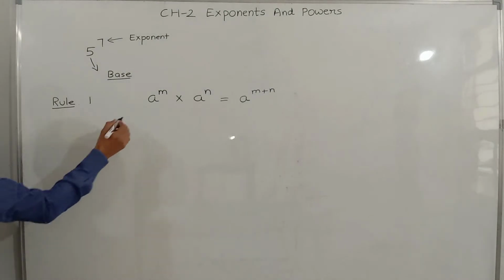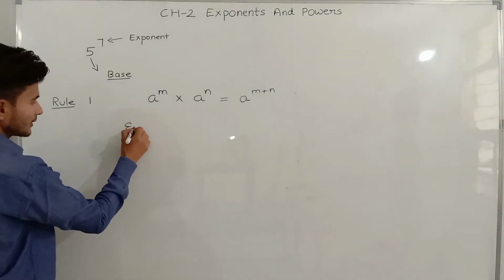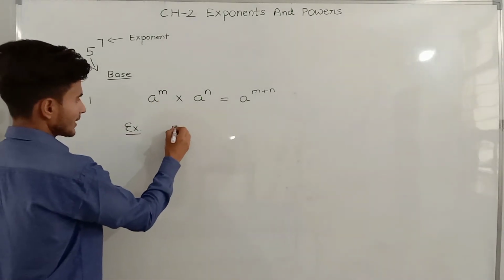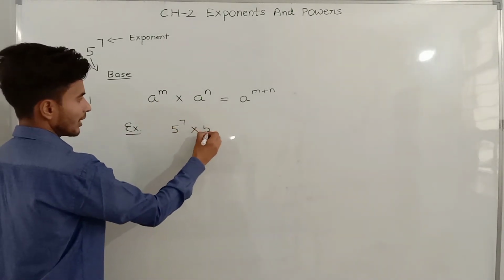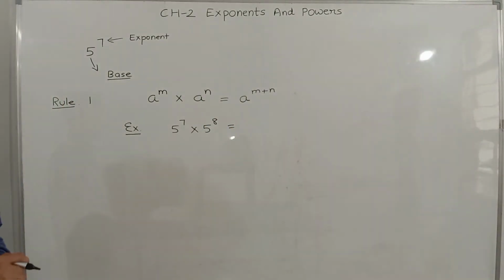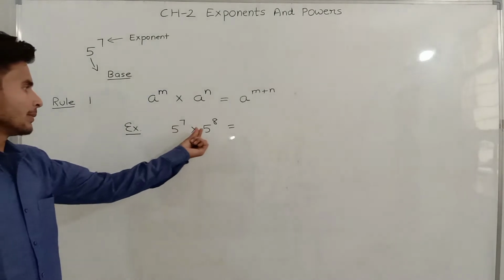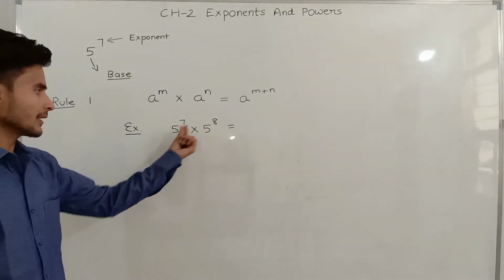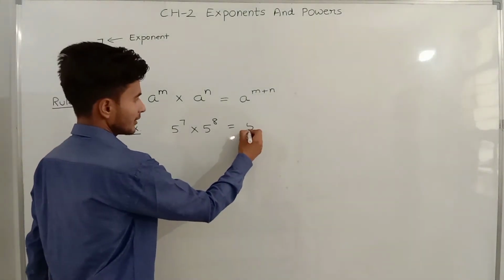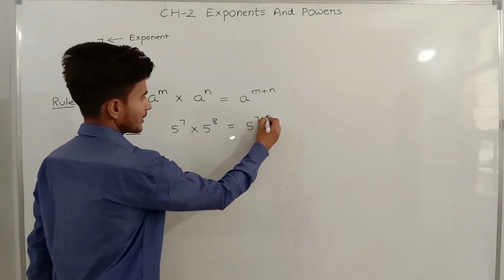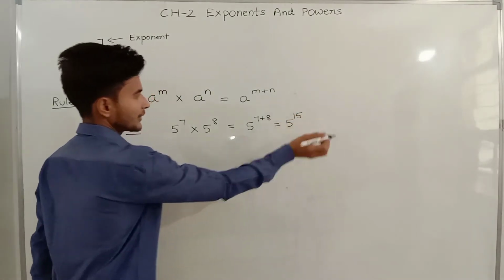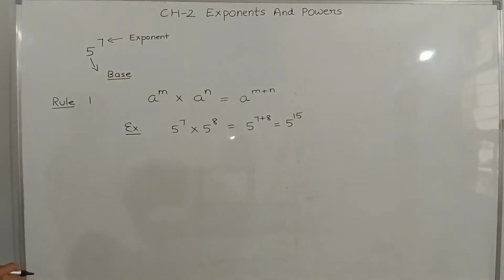I can give an example for it. Suppose we have 5 power 7 into 5 power 8. How can we solve it? Simple. Here also base is same and we have to multiply. So simply powers we can add. It will become 5 power 7 plus 8 equals to 5 power 15. It is your answer. Simple.